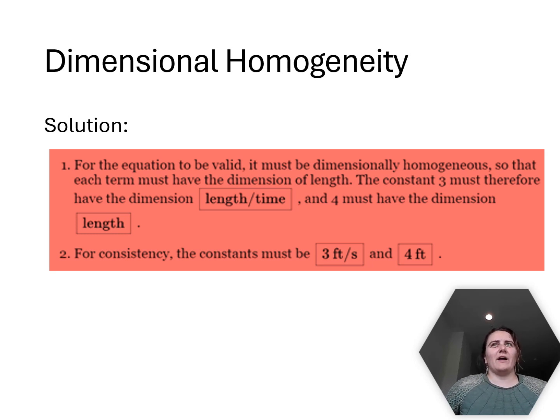So if we're going to backtrack that to what dimensions we have, then we know that 4 has to have a dimension of length, right? Foot is a dimension of length. And then the constant 3 must have a dimension of length per unit time. So just a very formalized way of saying things that you already really know about units, but this is what this concept is all about.